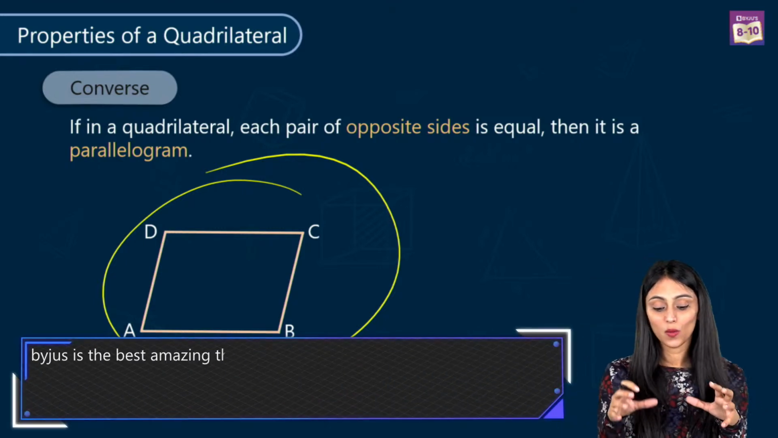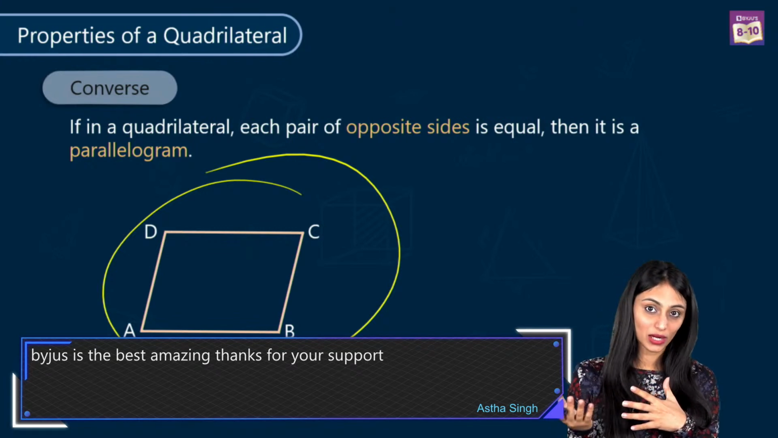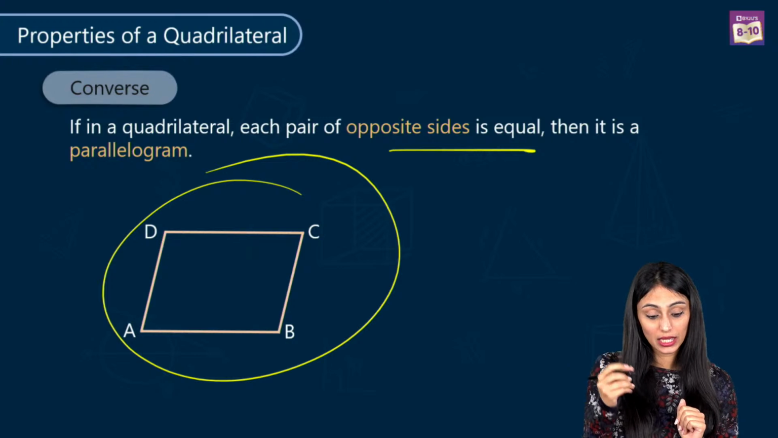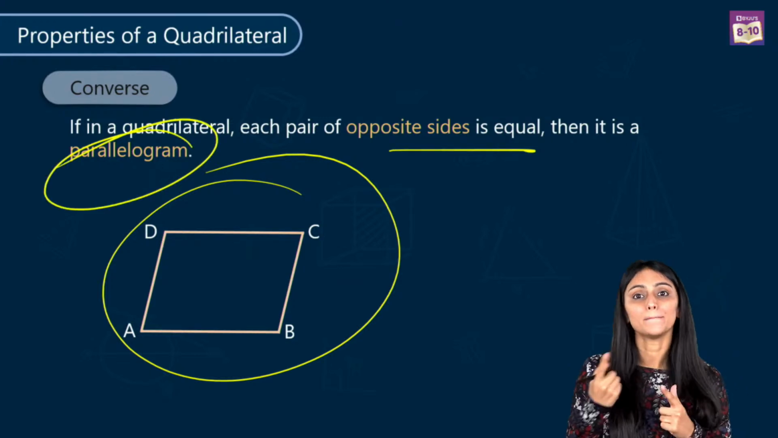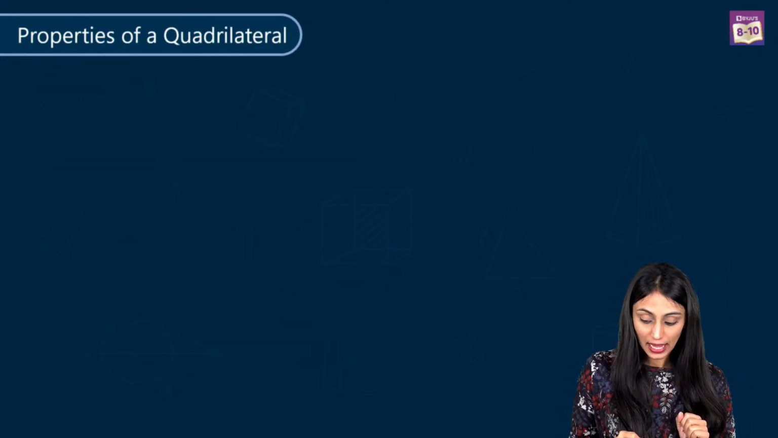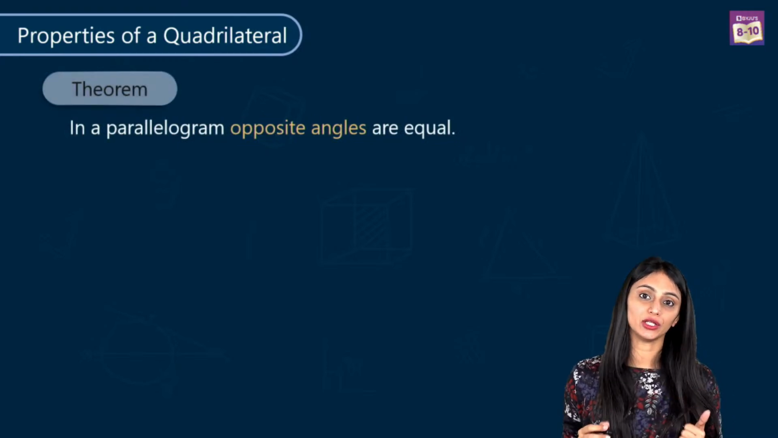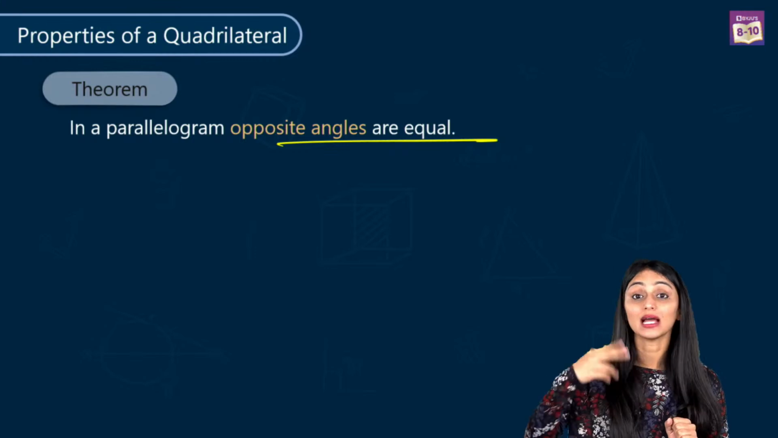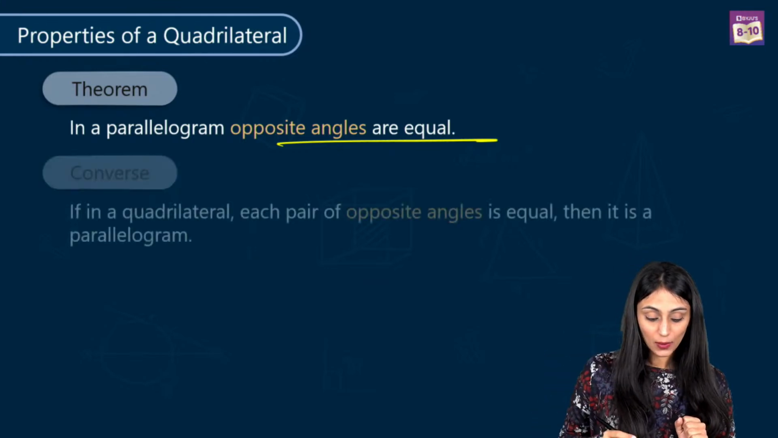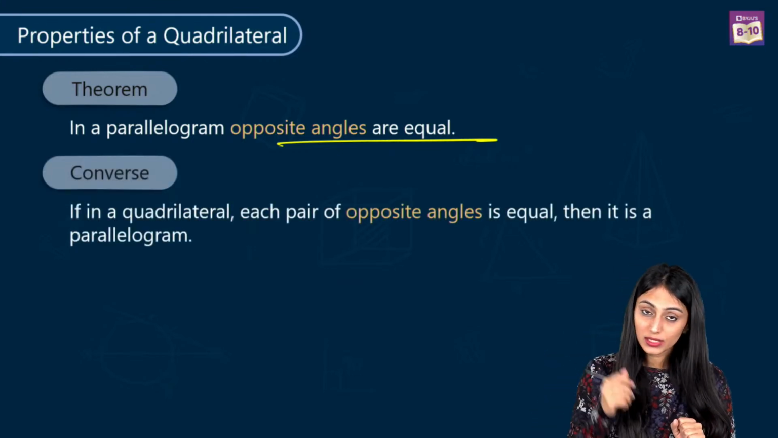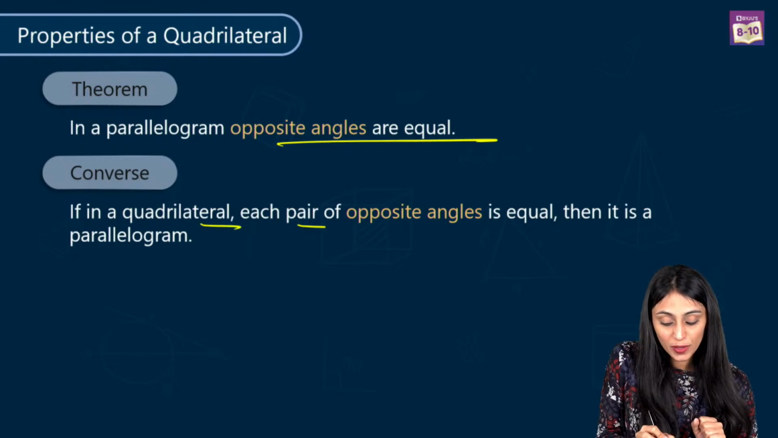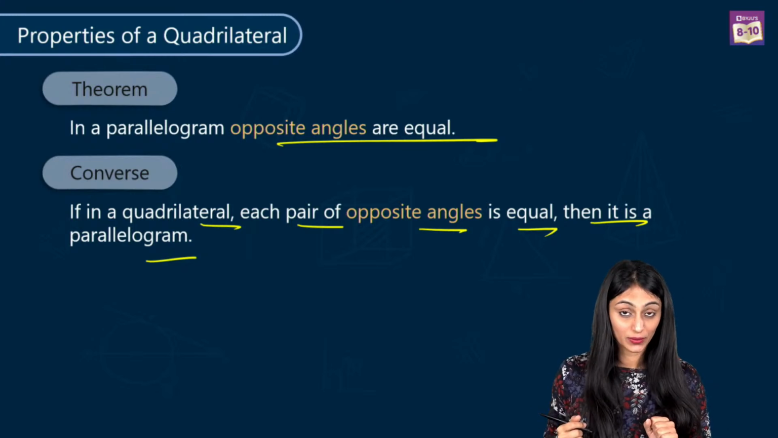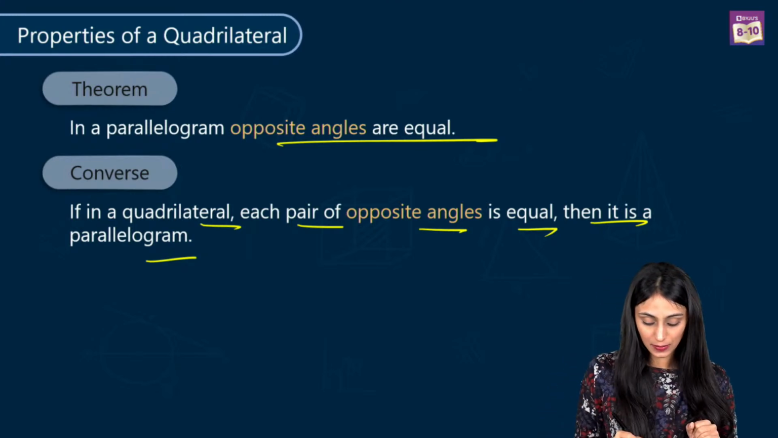Alright, so that's how we can create a parallelogram from a quadrilateral, right? So we can say that when each pair of opposite sides is equal, we can call that quadrilateral a parallelogram. Now we have discussed another theorem in the previous session that in a parallelogram, opposite angles are equal. We all know that. Now let's see the converse of this. The converse says that if in a quadrilateral each pair of opposite angles is equal, then we can call it a parallelogram, right? So let's visualize this.